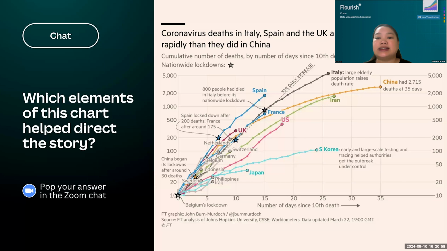Let's take a look at this example and share on the chat which elements of this chart you think help direct the story. If you're going to look at this chart, how are you going to read it? Is the title helpful? Were the annotations or all the other notes in the chart helpful? What do you think are the elements in this chart that helped you build a story with just this single visualization? Let me know in the chat.